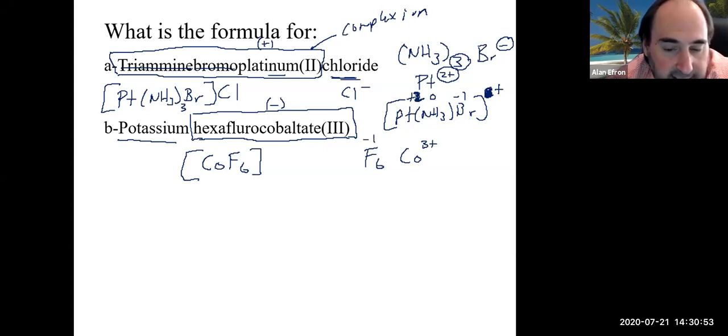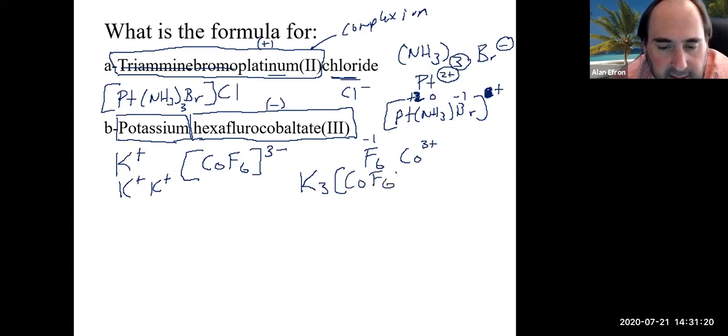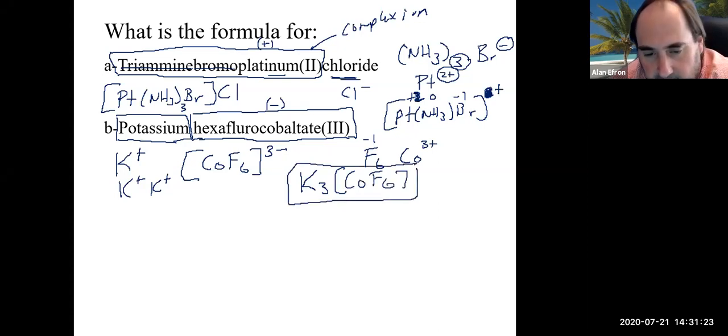Overall, if we look at it, this ion is -1. So that's -6 and +3, which means this complex ion part is -3 when it's all said and done. That's important for our counter ion, which is K+. That means we don't need 1, but we do need 3 of those K+ to balance it out. When we put all that together, it looks something like K3[CoF6]. Any questions on those two?